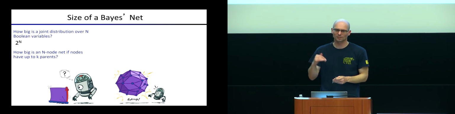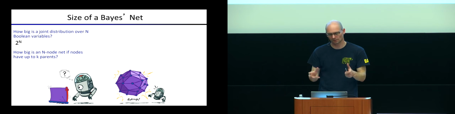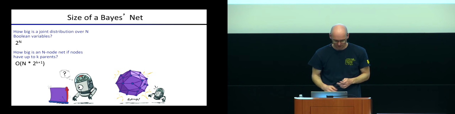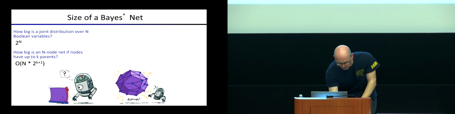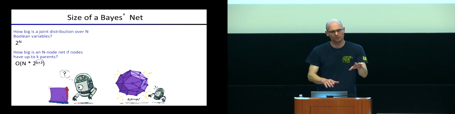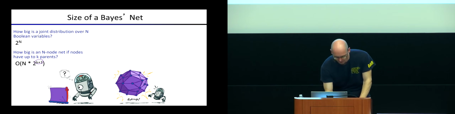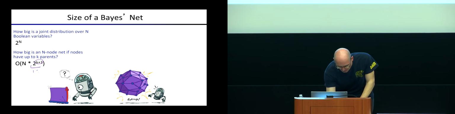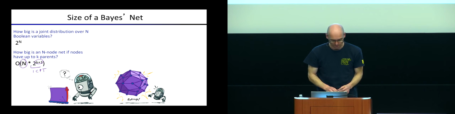If you explicitly represent the probability of the negative, then you'll have just twice as many entries. So if you explicitly also represent the negative, you have 2 to the k plus 1 entries, 1 entry for each combination of the parents and the variable itself. This is for 1 CPT, and there will be n CPTs, so that's the total size.